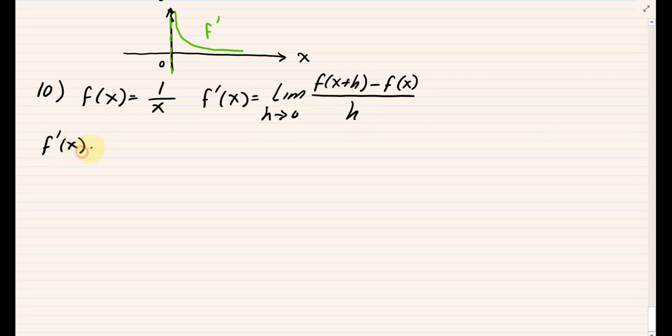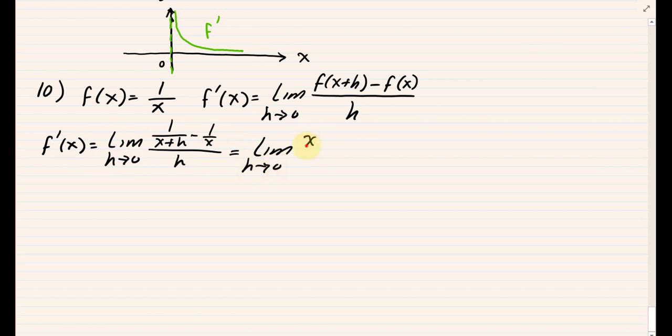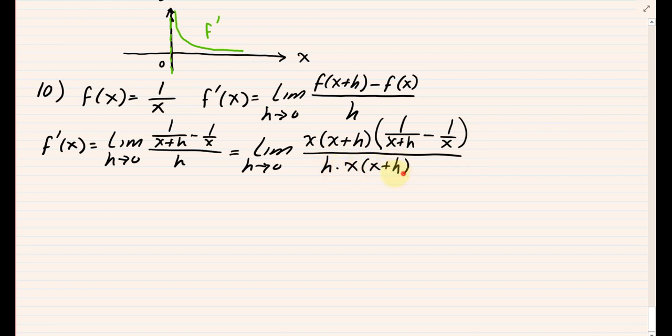So this is going to be f prime of x equals the limit as h goes to 0 of 1 over x plus h minus 1 over x, divided by h. Okay, now this is a complex fraction. In a complex fraction, we multiply top and bottom by the LCD. So I'm going to multiply the top by x plus h times x times 1 over x plus h minus 1 over x, and in the bottom we'll do the same thing. We're doing h times x times x plus h. What this will do is get rid of the complex fraction and turn it into an ordinary fraction.